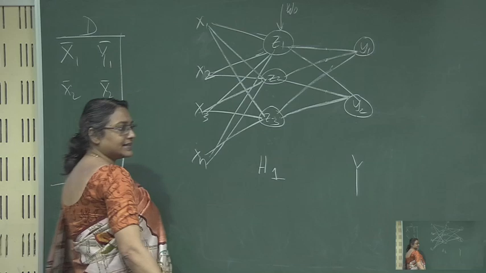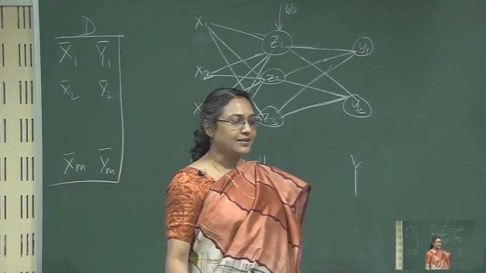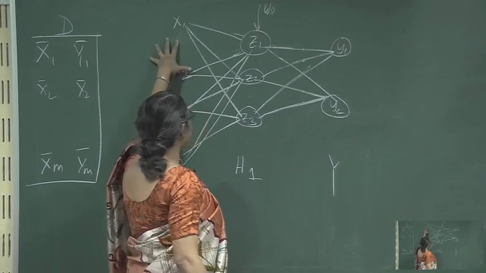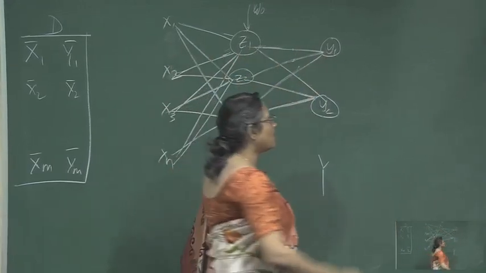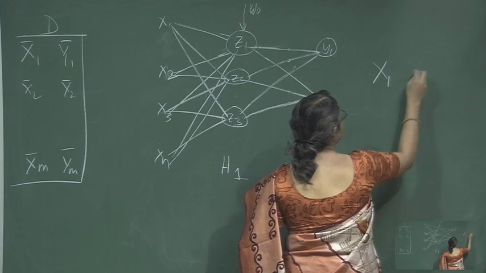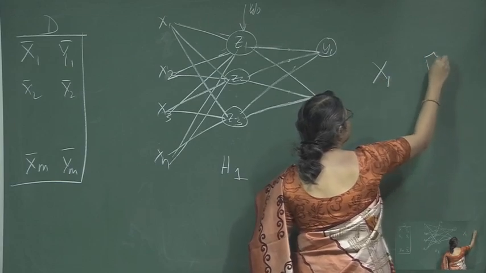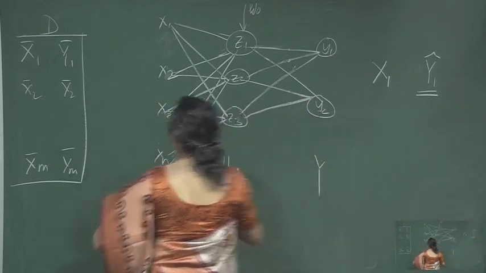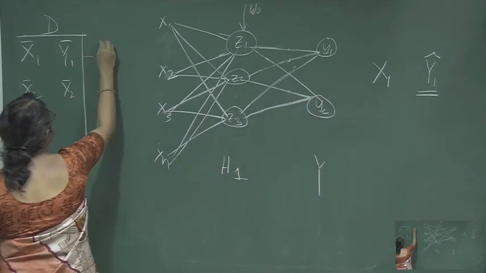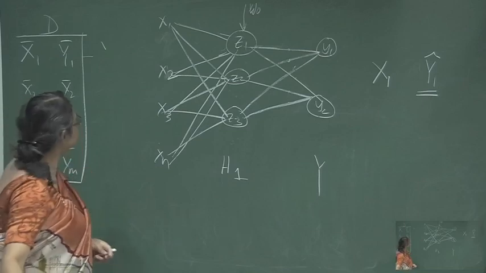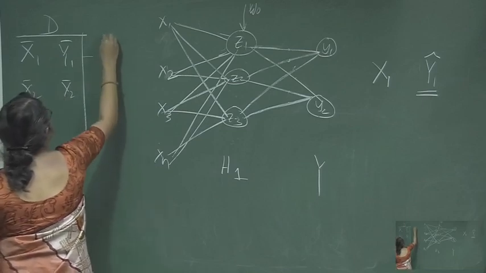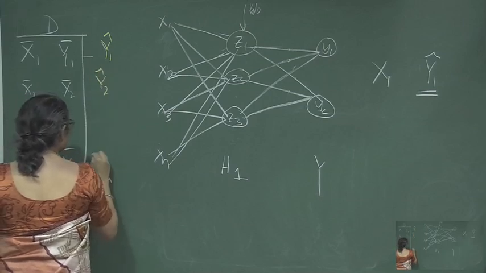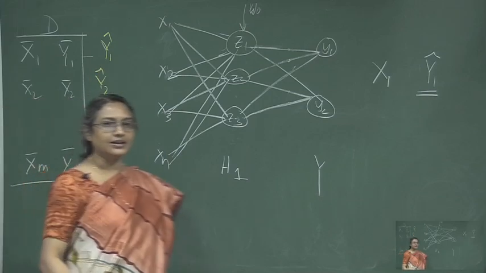So, these are our training examples. We take the examples one by one and apply them to the network. We apply x1 to the network, we get some output y1 hat. So, given x1 we get y1 hat. This is the output that we get, and the ideal output is y1. The output that we get is y1 hat, here we get y2 hat, here we get ym hat for a particular configuration of the network.